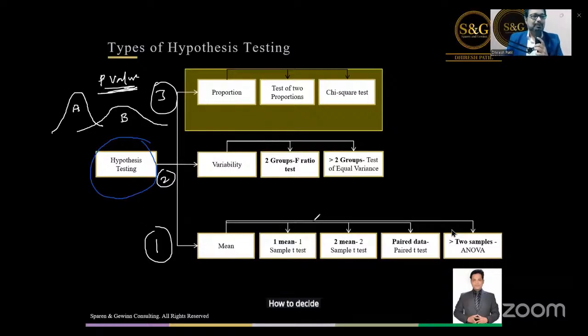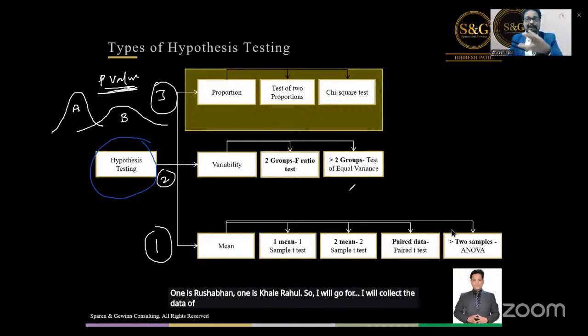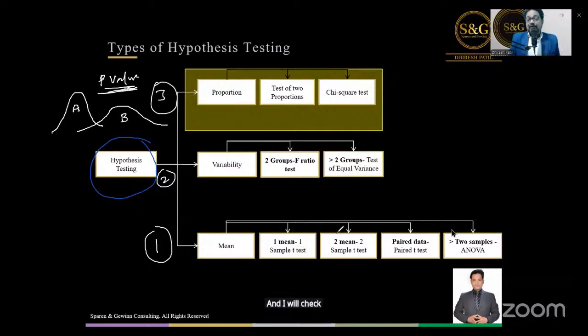How to decide which test needs to be performed? You can see this table. Let's take a simple example here. I am a cricket selector, and I want to select one wicketkeeper batsman, and I have two options. One is Rishabh Pant, one is KL Rahul. So I will collect the data of Rishabh Pant, I will collect the data of KL Rahul, and I will check the batting average. I will do a two sample t-test. Yes or no, everybody? Are you with me?